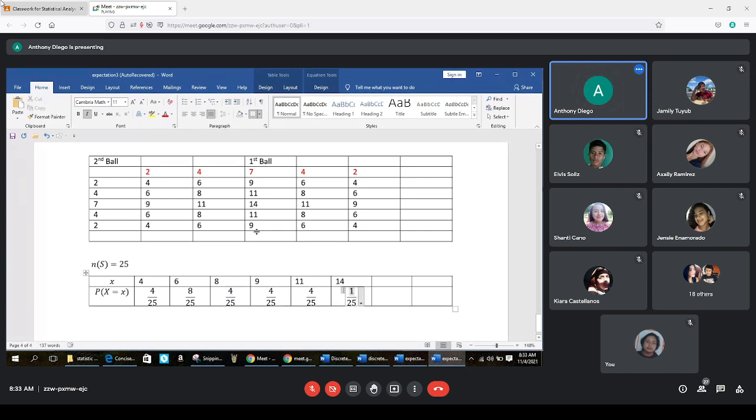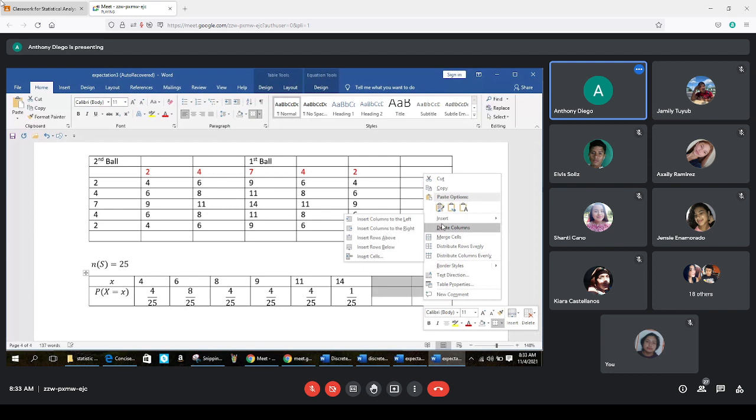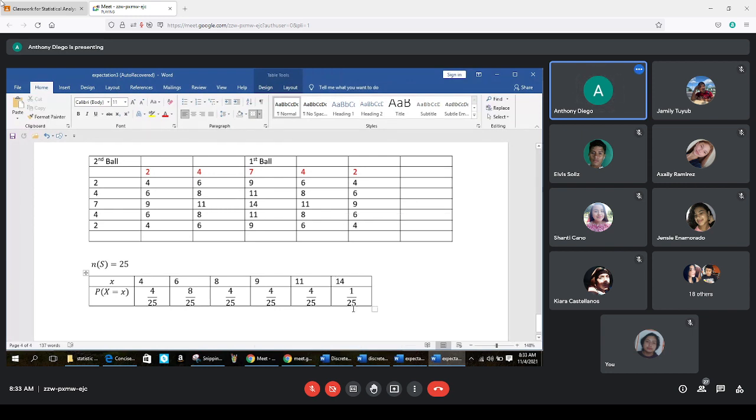Okay, if you were to add all the values at the top, you should get 25. So 1, 2, 3, 4, 4, 16, and 8, 24 plus 1, 25. So that would have been our table. Everybody get that? Yes, sir.